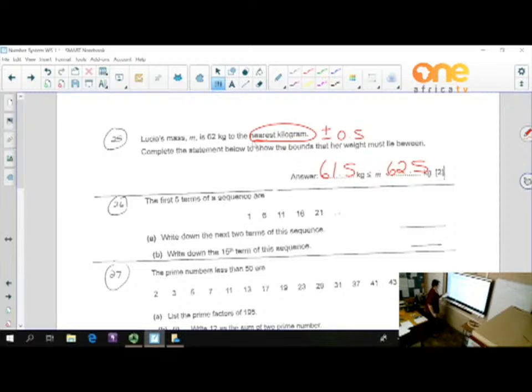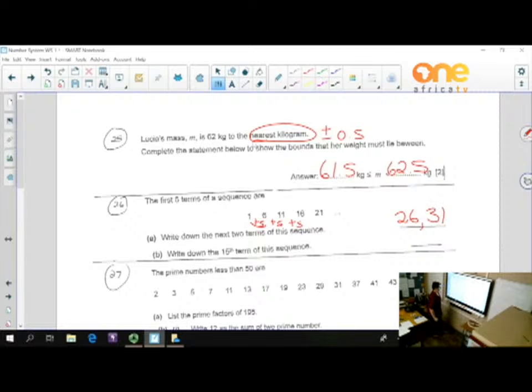Question 26. The first 5 terms of a sequence are given; write down the next 2. We need to find a pattern. So I can see here, this is plus 5, and that is my pattern. So plus 5 will be 26, and plus 5 will be 31.